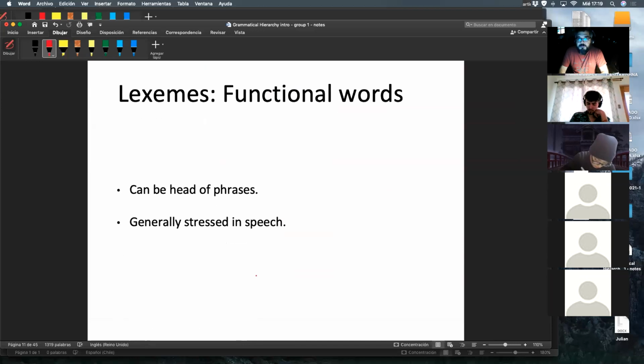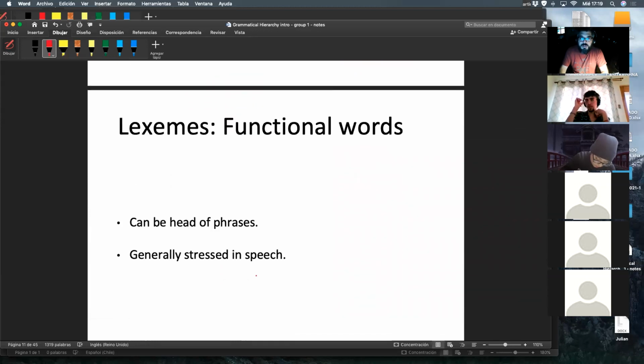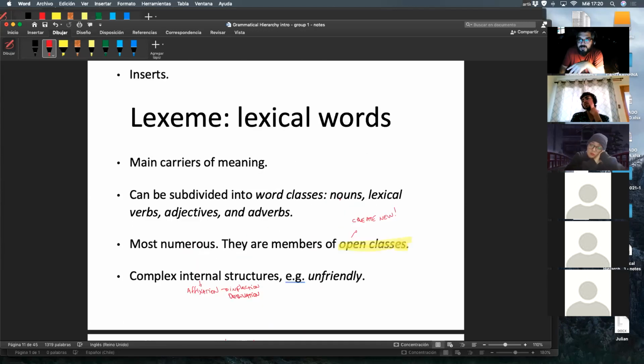Lexical words. Functional words. Sorry, here, no, this is wrong. It is not functional, it is lexical. Lexical words can be head of phrases. Y aquí es donde esta cosa se pone entretenida. Head of phrases. What does it mean? ¿Se acuerdan de la grammatical hierarchy? Voy a volver a darle con la cosa. Que un morpheme hace un lexeme y que un lexeme hace una frase. Lo que nos dice que los lexical words can be head of phrases. That is to say, each of these nouns, lexical verbs, adjectives, and adverbs are able to create a phrase.